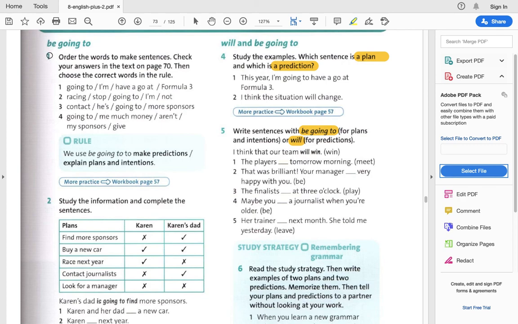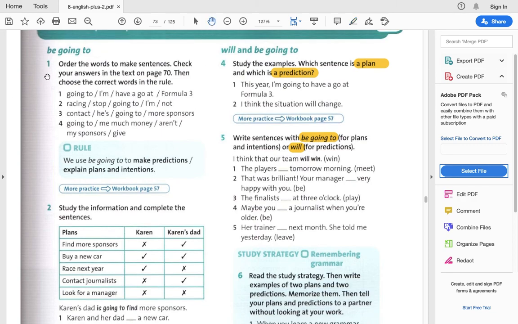First one is here, be going to, right? So in this exercise, you need to order the words to make sentences. So you need to put them in the correct order. These are the sentences from the text. So if you have difficulty in doing this exercise, you can check the text on page 70. You can see the exact sentences written in the text, so you can write them correctly.